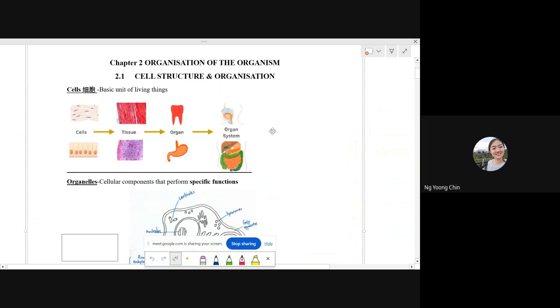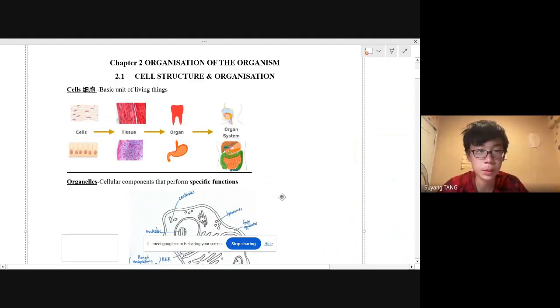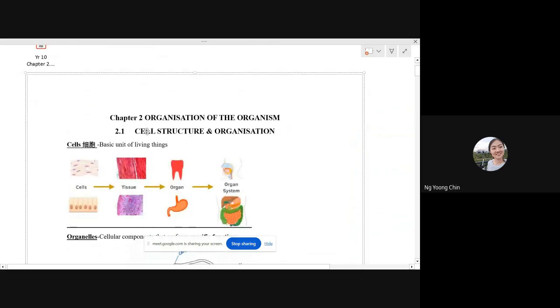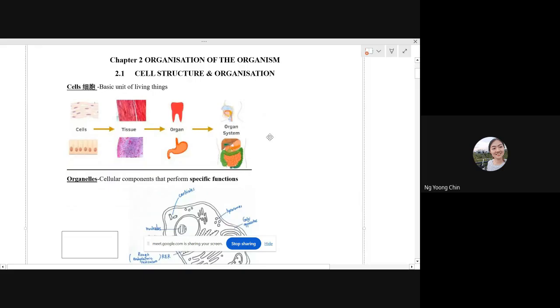Chapter 2, the first part, cell structure and organization. So far, so good, Ethan and Suyang? Yeah. Okay, please open your chapter 2 notes, the first part. Now we enter chapter 2, cell structure and organizations. If you have opened the notes already, please let me know.